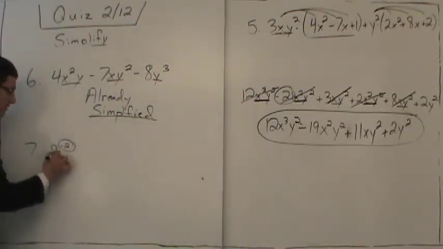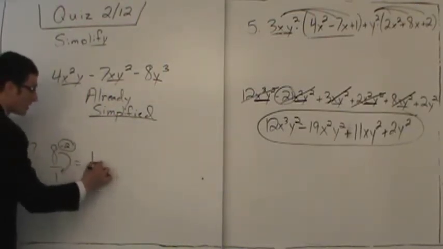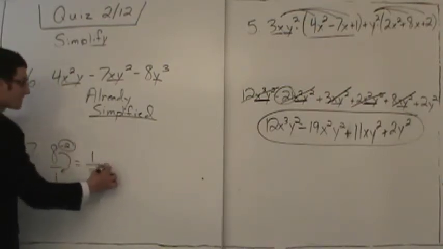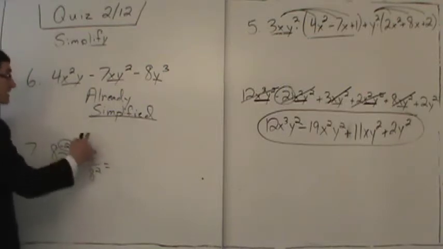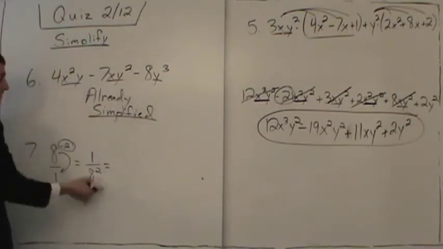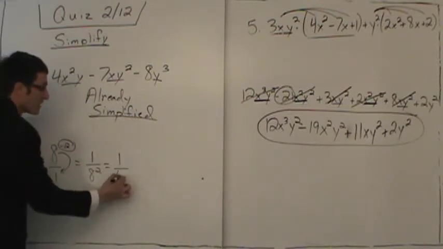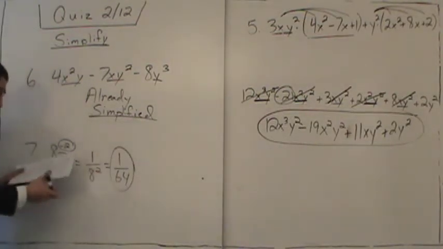So we move this where? Move it to the denominator, we get 1 over 8 squared. The exponent changes from negative to positive, and we simply multiply. Remember, you're not done here. Simplify means to add, subtract, multiply, and divide, so you cannot stop here. We can still do 8 times 8 and get 1 over 64, and we're done.